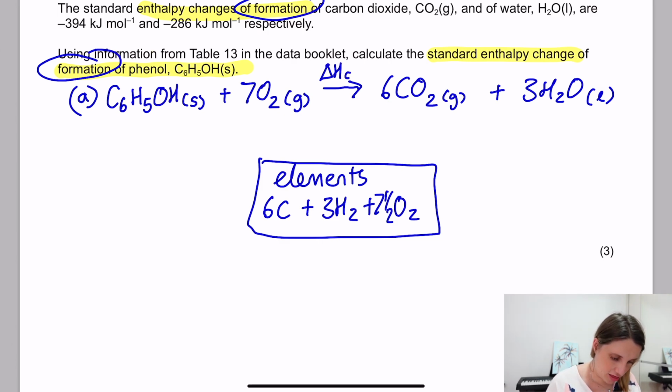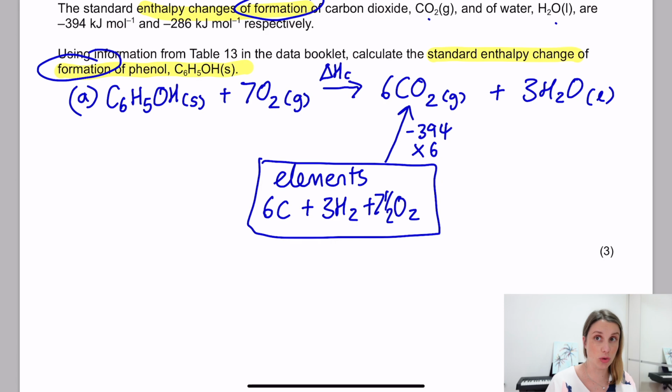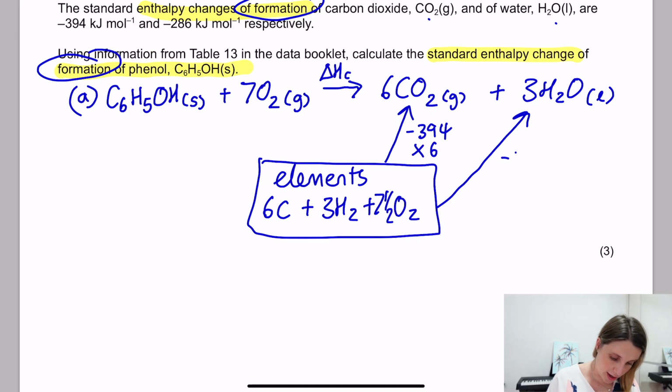So I've been given the enthalpy of formation of carbon dioxide and water. So enthalpy of formation, remember, is forming that compound from its elements. So this one is minus 394, but I'm making 6 of them. So I have to make sure I times that by 6. For the water, it's minus 286 kilojoules per mole, but I'm making 3 of them, so I'm going to times it by 3.